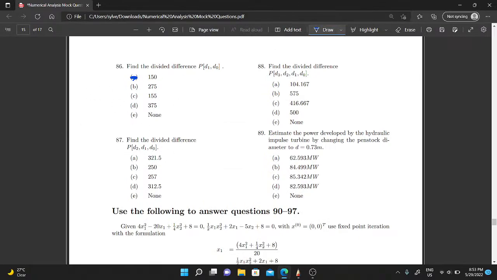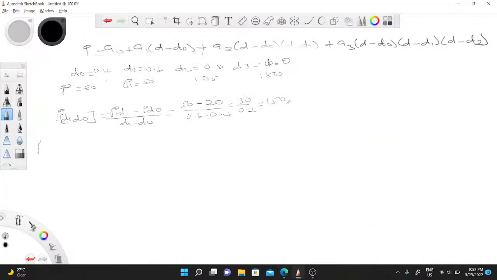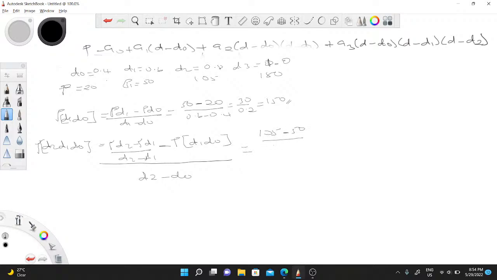Find the divided difference for the next question. P[D2, D1, D0] is P(D2) minus P(D1) all over D2 minus D1, minus P[D1, D0] all over D2 minus D0. So P(D2) is 105 minus 50 all over 0.8 minus 0.6, minus the value here, 150, all over 0.8 minus 0.4. This will give us 312.5.